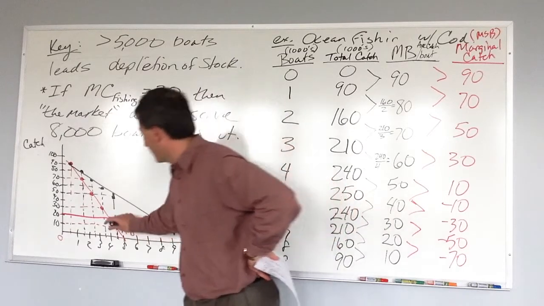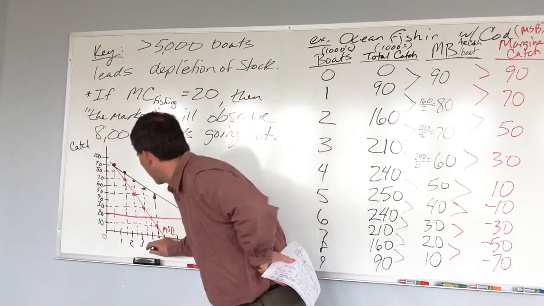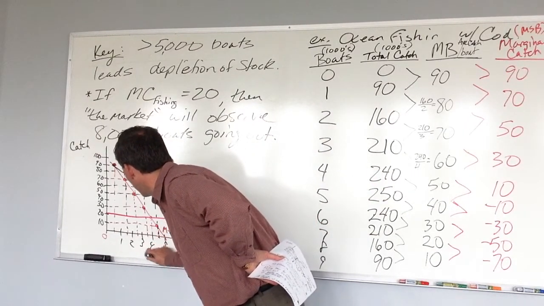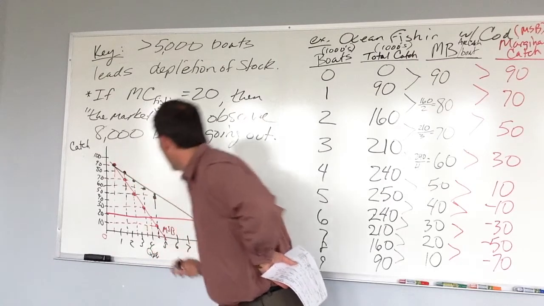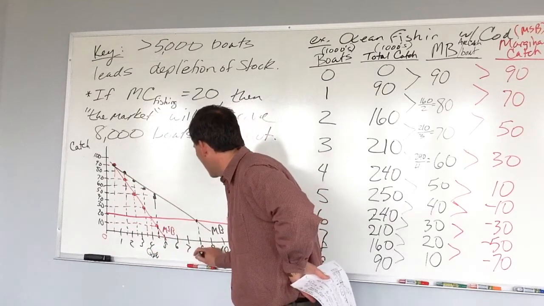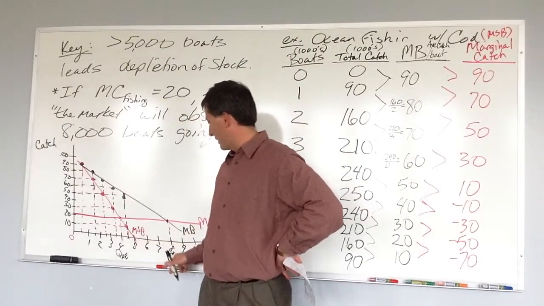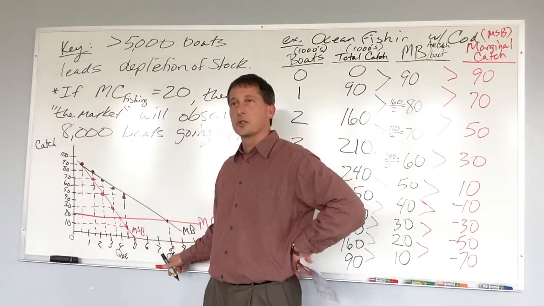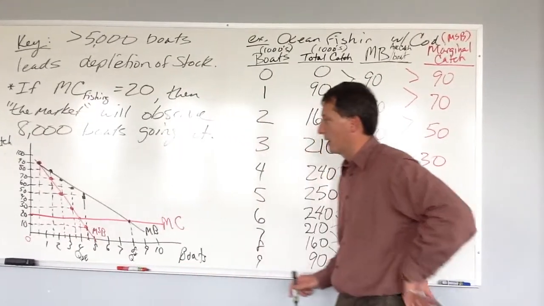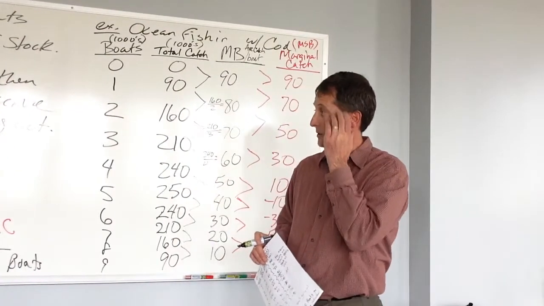So the allocatively efficient solution for society is here. Here would be our QAE. And here is our quantity in the market. Fishing is being overproduced. There's too much fishing going on relative to what would be efficient.